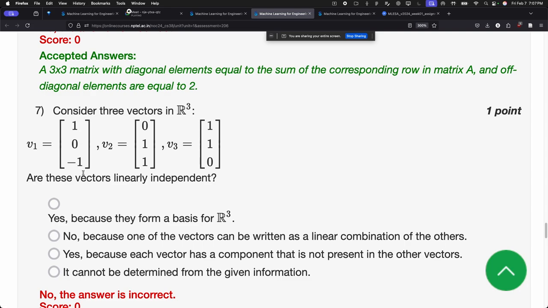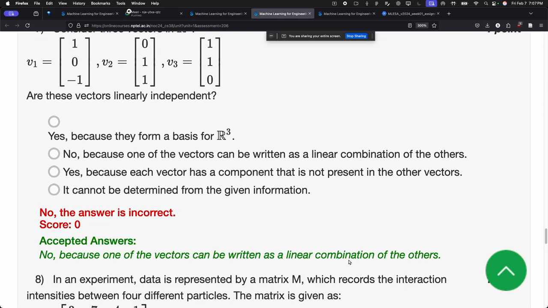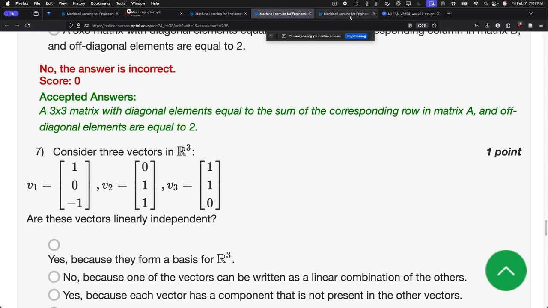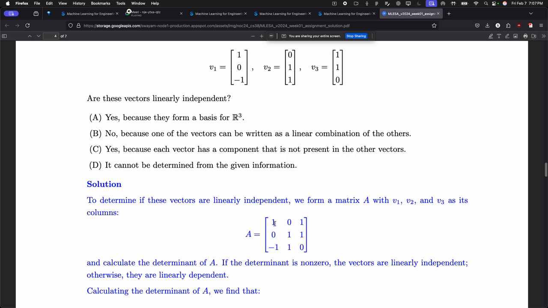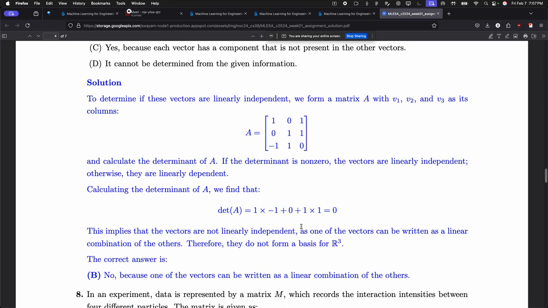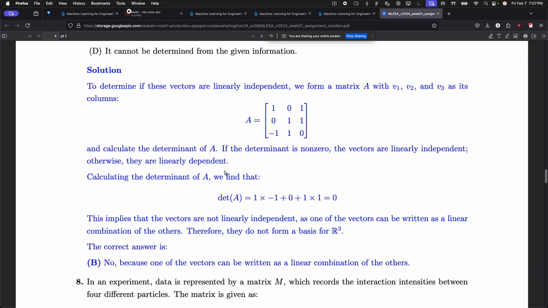Yes. 1 minus 1 0 0. So summing rows 1 and 3, you will get row 2. So a linear combination is possible. That's why they are not linearly independent. As you can see, 1 minus 1 0, 0 plus 1 1, 1 plus 0 1. Okay, so that's why they are not linearly independent. And ultimately you can also find a determinant and check. The determinant is 0, this means not independent.